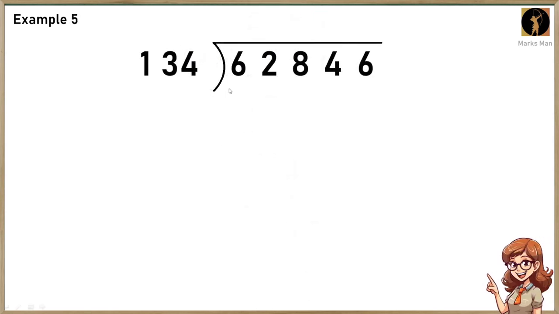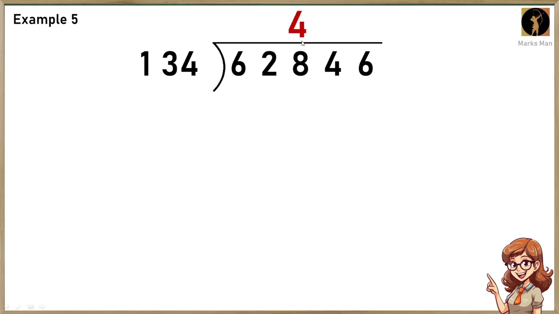Here we have a 5-digit dividend divided to a 3-digit divisor. So just follow the steps that we did earlier. You need to get a number from the dividend that is bigger than your divisor. Now 6 or 62 is smaller than 134. So you need to use 628. So 628 divided by 134, that is equal to 4.